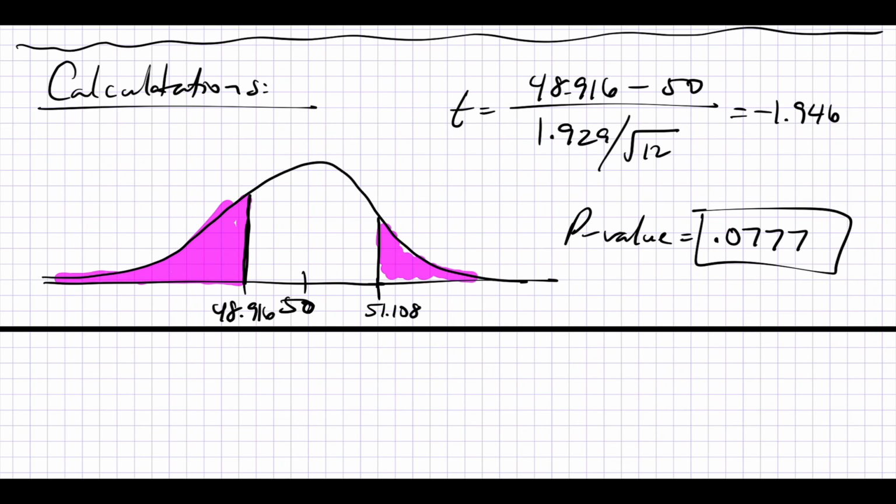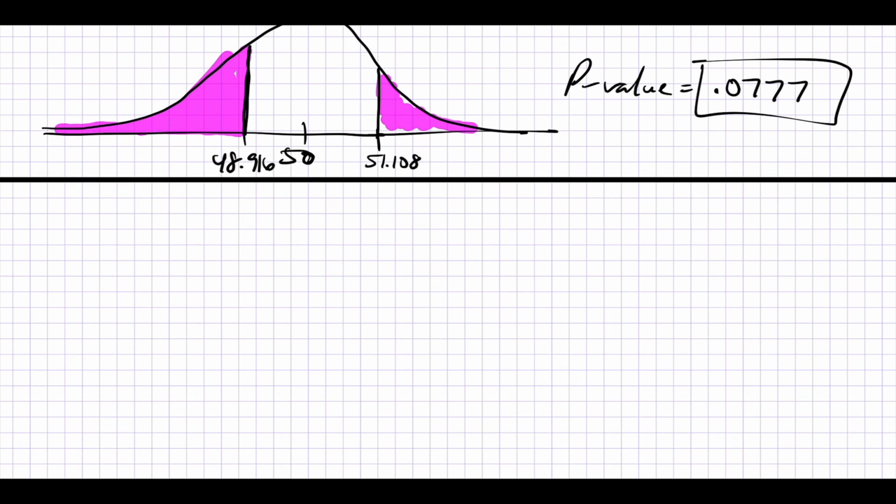That's both purples, pinks together. If you want to know what one side is, you just divide it by 2. So are we going to reject or fail to reject? If we were only looking at one side, would we reject or fail to reject? We would reject. So that's why it's important to know your hypothesis before you do your calculations.